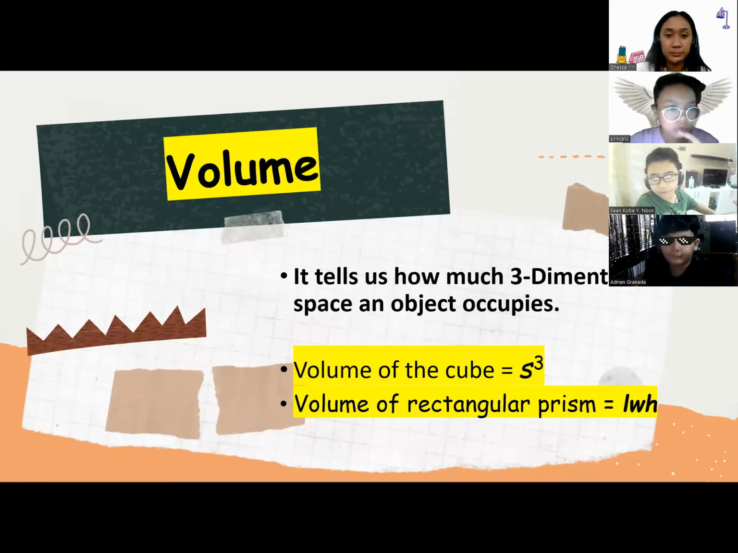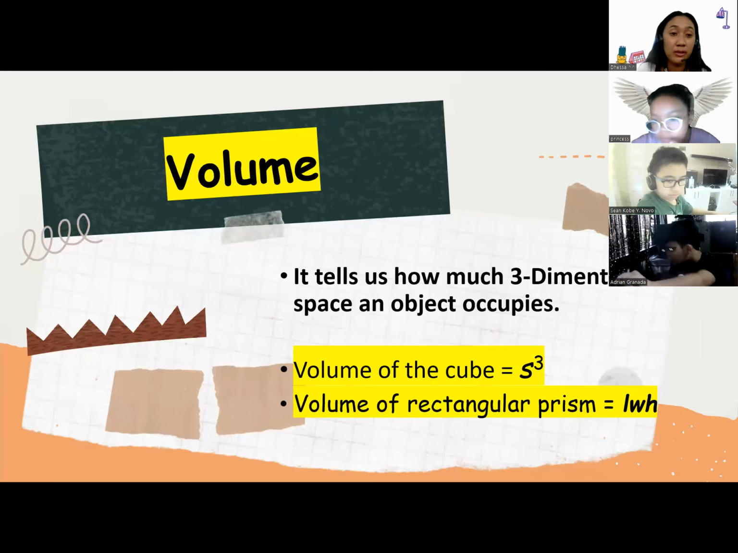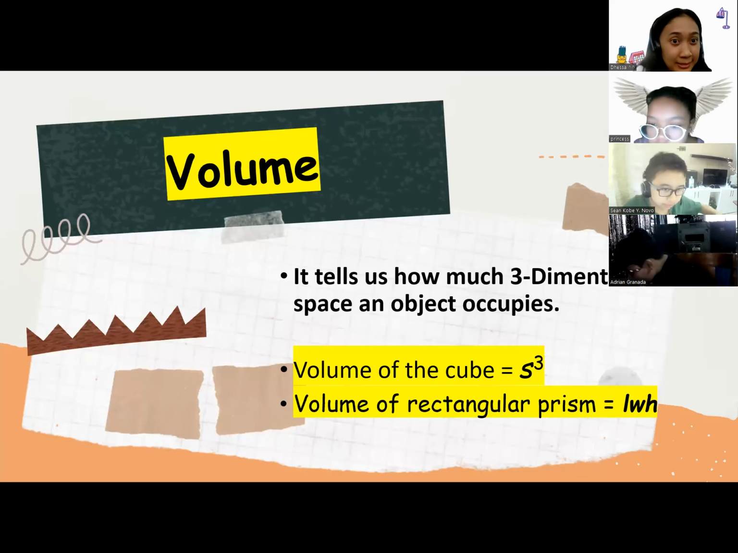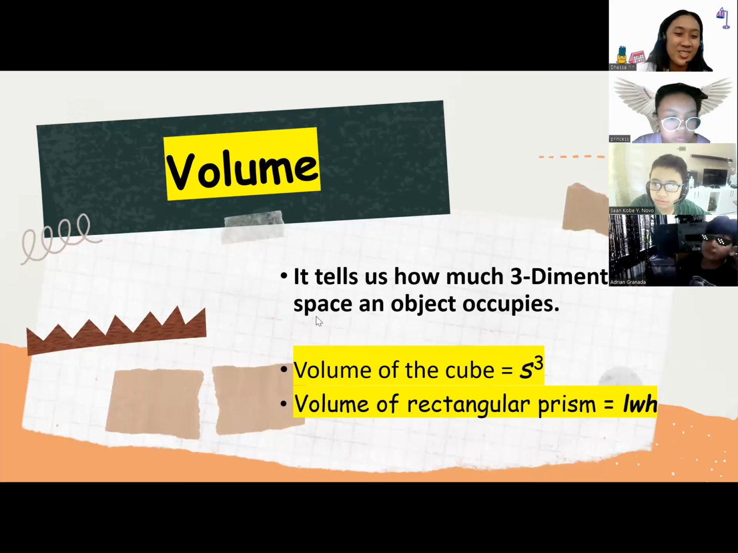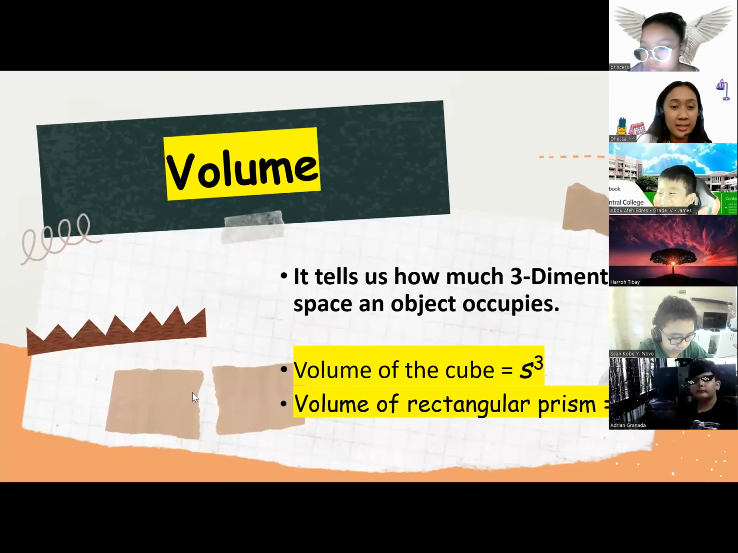We have Jillian. For the volume of a rectangular prism, you only need to multiply the three: the length, the width, and the height. Later, I will ask you where is the length, where's the width, and where's the height. So you need to be ready.